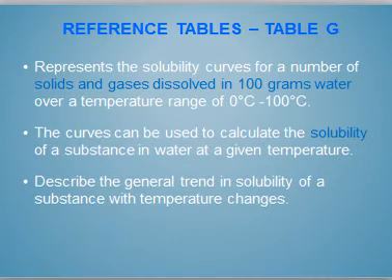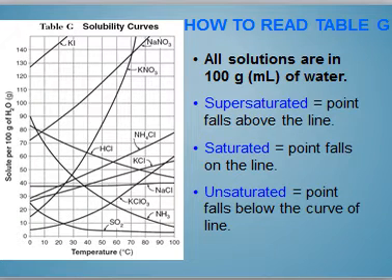Okay, Table G is going to show us the different solubility curves that we're going to be looking at. If you could take a second, open up to reference Table G. It's going to show you curves for solids and a few gases that are dissolved in 100 grams of water over a temperature range of 0 to 100 degrees Celsius. So whenever they ask about solubility, we can come here to look it up. Let's look at how we read Table G. If you are looking at any particular line, and there's arrows that point to the line, if the point falls above the line, it's supersaturated. If the point falls exactly on the line, it's saturated. And if the point that we're looking at falls below the line, it's going to be unsaturated.